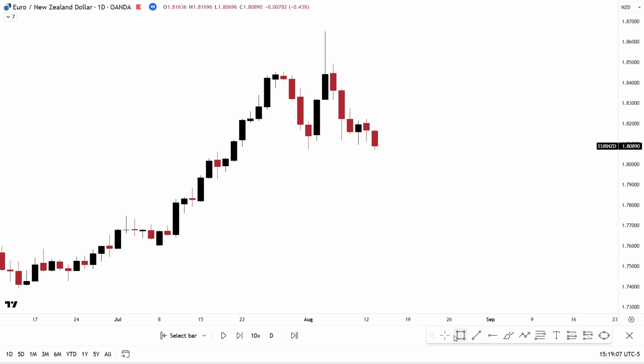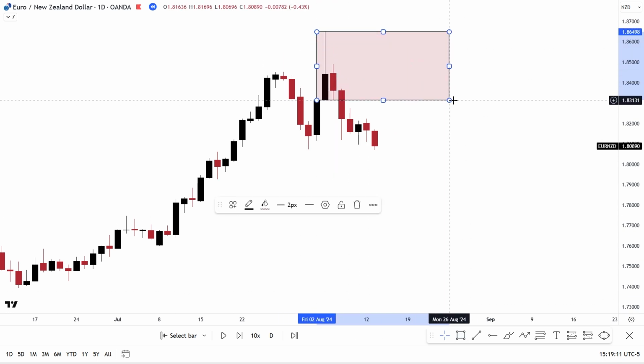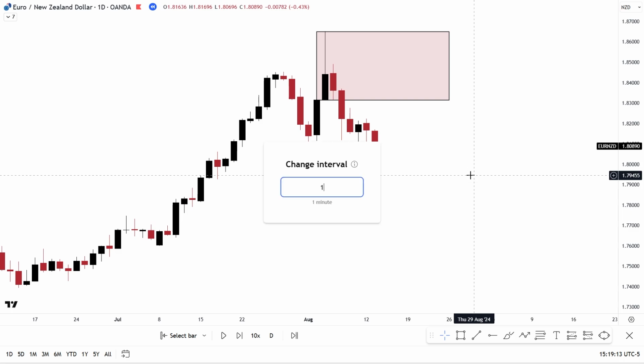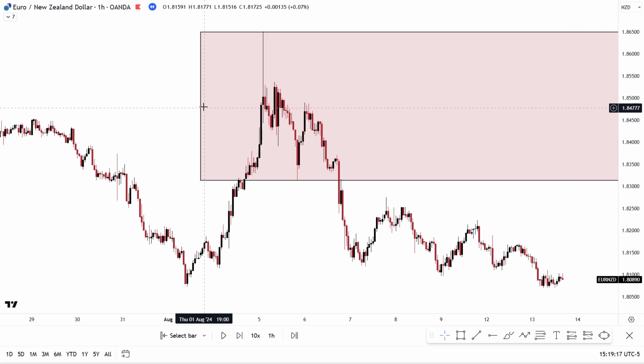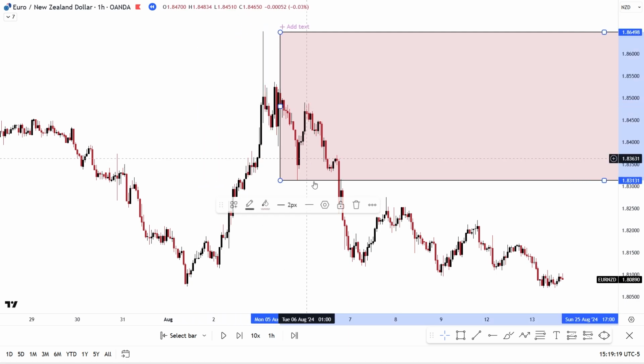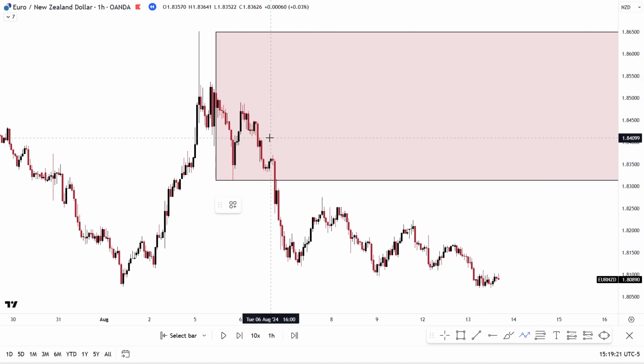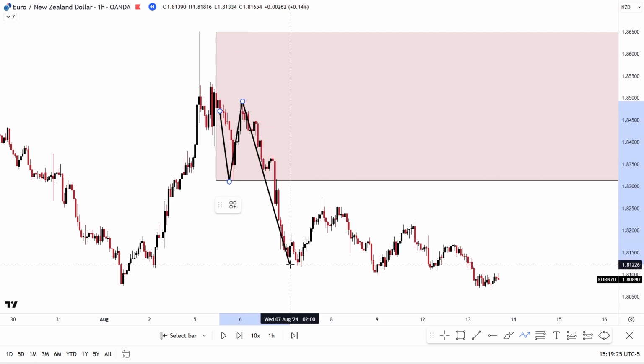So for a quick explanation, here you have your higher time frame order block, which in this case is your daily time frame. And now we're going to go on a lower time frame, which in this case is 1 hour. And you're going to see that your higher time frame order block is a lower time frame shelf. Here you have your swing low, swing high, your range being formed, and a breakaway, forming your higher time frame order block.